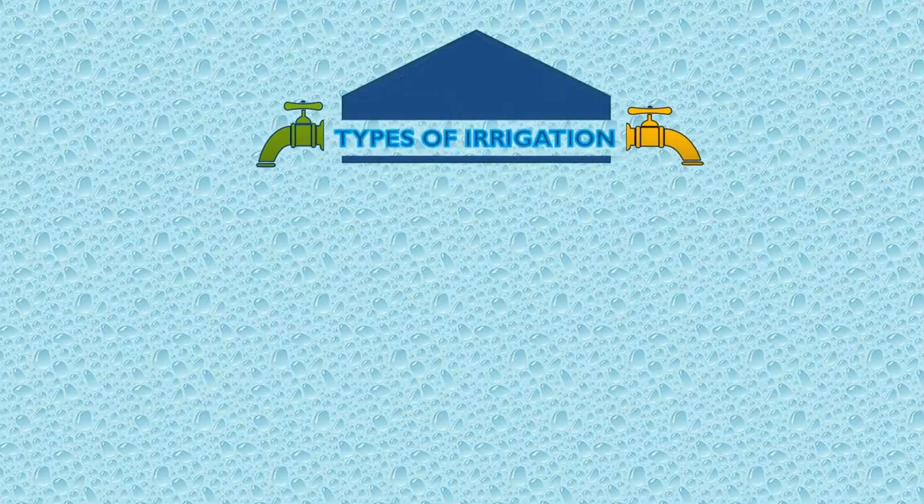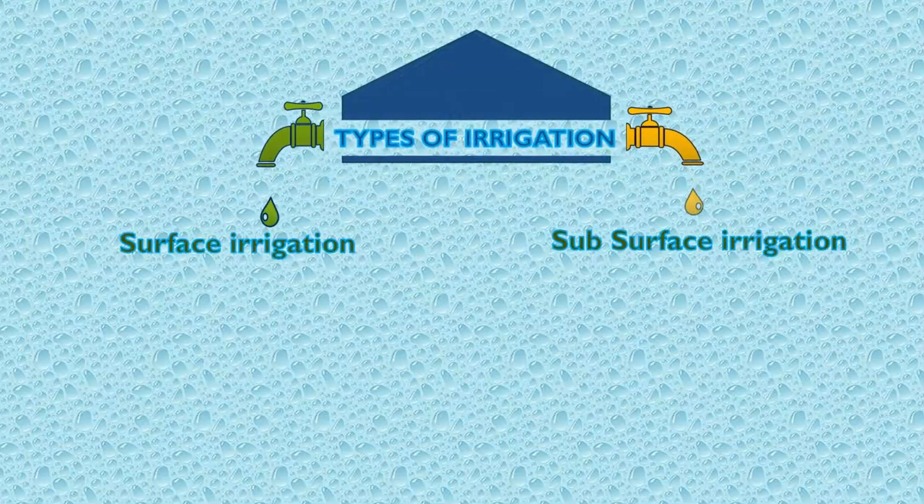They are broadly classified into surface irrigation and subsurface irrigation. Surface irrigation, as the name suggests, is the irrigation done on surface, and subsurface irrigation is the irrigation that is done below the Earth's surface.